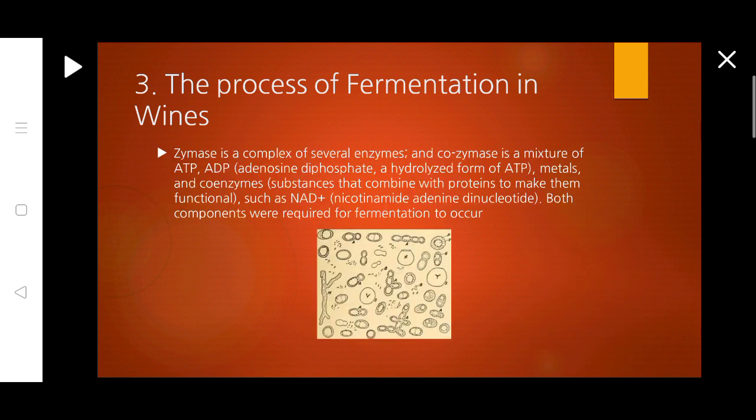Zymase is a complex of several enzymes, and cozymase is a mixture of ATP, ADP, or adenosine diphosphate, a hydrolyzed form of ATP, metals, and coenzymes, substances that combine with proteins to make them functional, such as NAD+, or nicotinamide adenine dinucleotide. Both components were required for fermentation to occur.